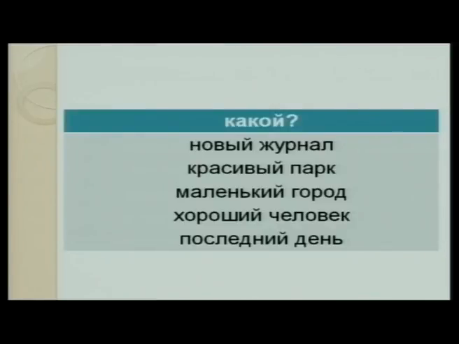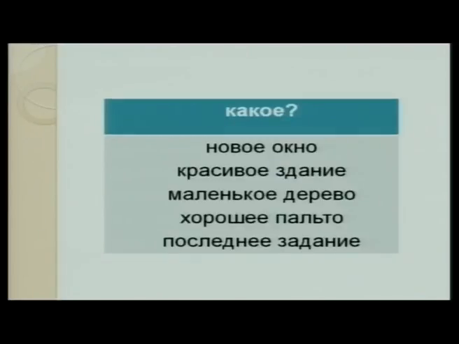So, whenever we are asking какой, we are deliberately pointing towards the usage of the adjective, and likewise you have just seen that we have used какой for identifying the adjective here. Какой журнал? Новый журнал. Какой человек? Хороший человек. Accordingly, какая книга? Новая книга. Какая женщина? Хорошая женщина. And какое здание? Красивое здание. And какое пальто? Хорошее пальто.